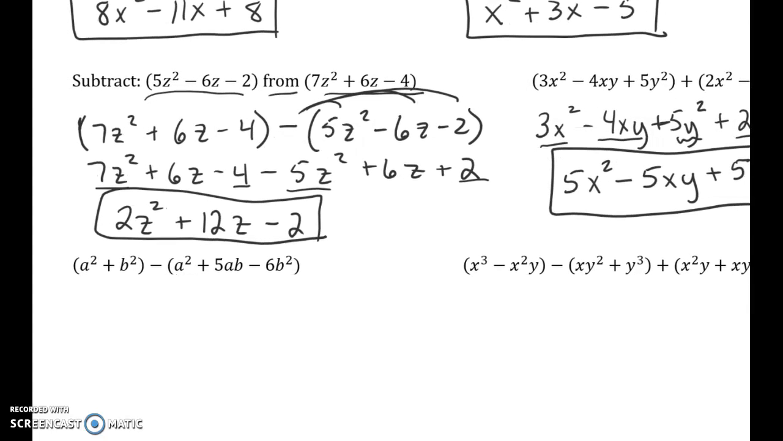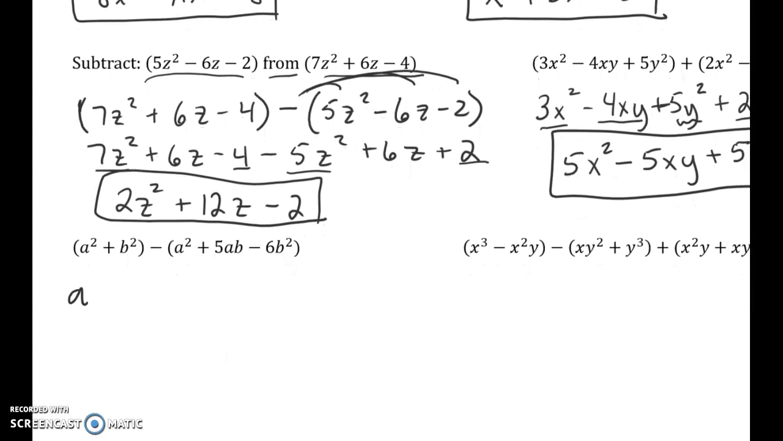Our next one. So we have a squared plus b squared minus a squared minus 5ab, and then it'll be plus 6b squared. So that's distributing the negative sign. It changes all the signs on that second polynomial.